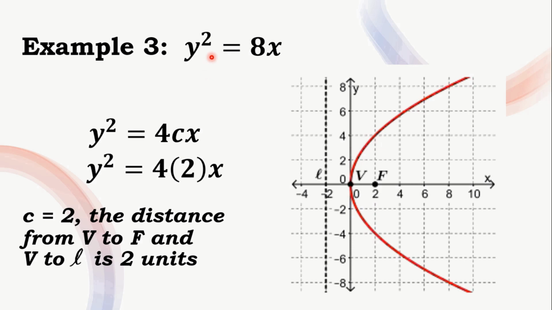Example number 3. y squared equals 8x. y is squared, so the graph could open to the right or to the left. But since the right side of the equation is positive, the parabola opens to the right. This numerical value 8 should be transformed with factors 4 and c. Hence, c is equal to 2, which is the distance from the vertex to the focus or vertex to L.